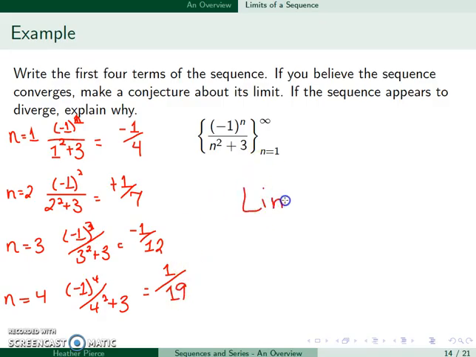So for the limit, we can see that this does alternate between positive and negative: negative 1/4, positive 1 over 7, negative 1 over 12, positive 1 over 19. However, both of these positive and negative numbers are approaching 0. So we're going to conjecture that this limit is 0.